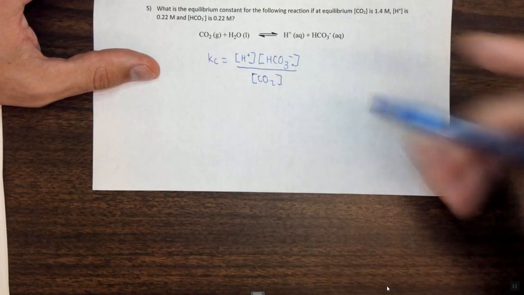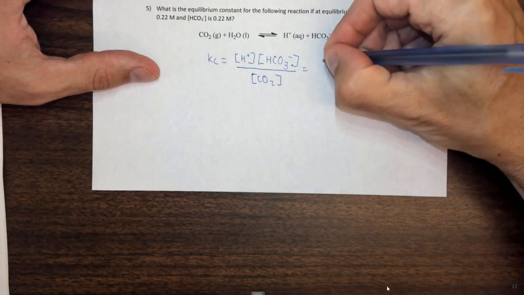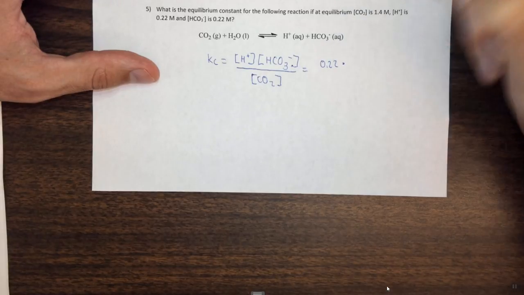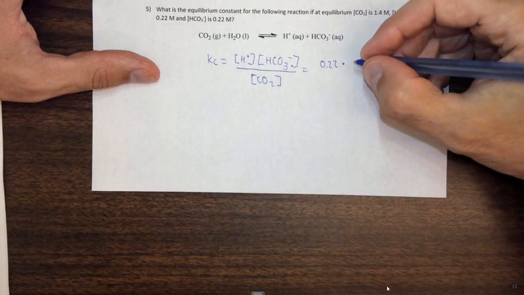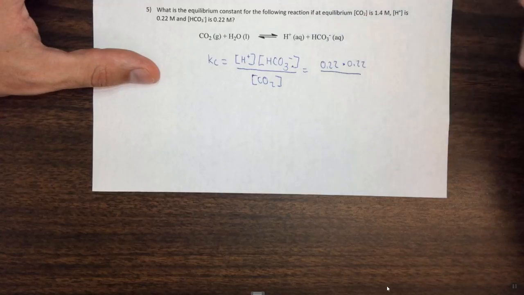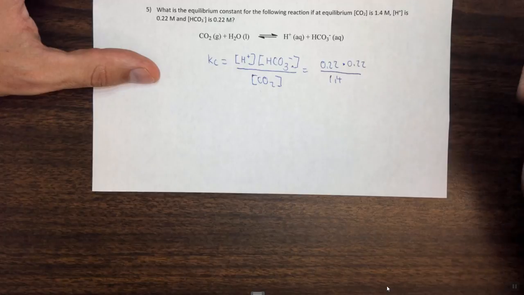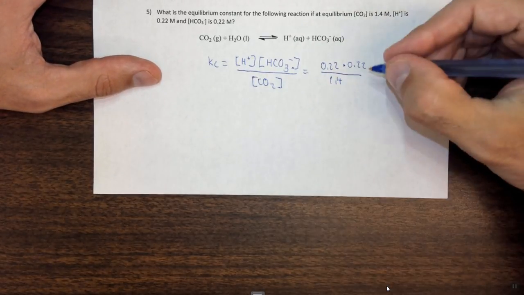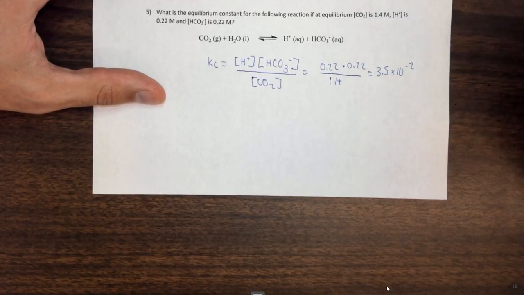So now we can plug in our values. The concentration of H+ is given to us. It's 0.22, and we can ignore units here. Times the concentration of bicarbonate, HCO3-, which is also 0.22. And the concentration of carbon dioxide is 1.4. So we take 0.22 times 0.22 divided by 1.4, and we simply get 3.5 times 10 to the minus 2.